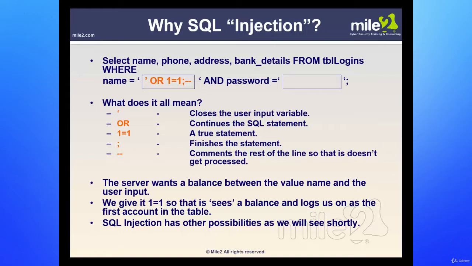Then we give it a true statement, in this case 1 = 1, which is a true statement. We finish the statement by using a semicolon. Then we comment out the rest of the line so it doesn't get processed. So in this case, the password never even gets looked at. So with this, when we put this in there, we can actually log in as the first record in the account on the database.